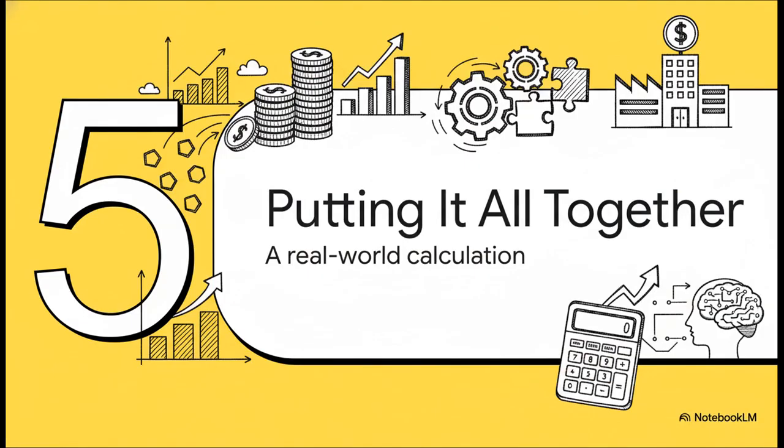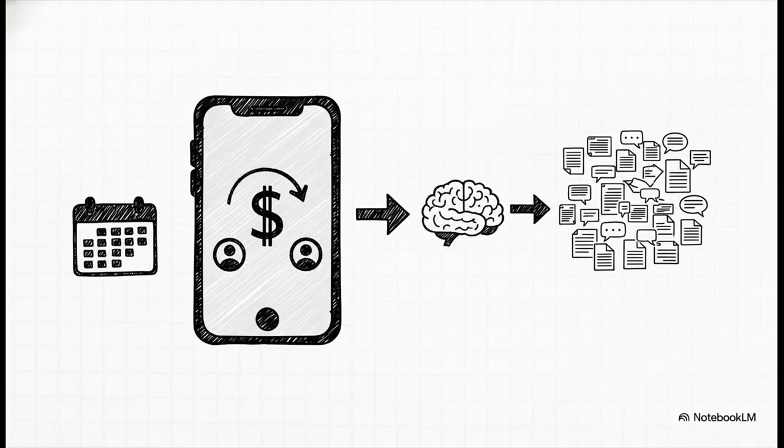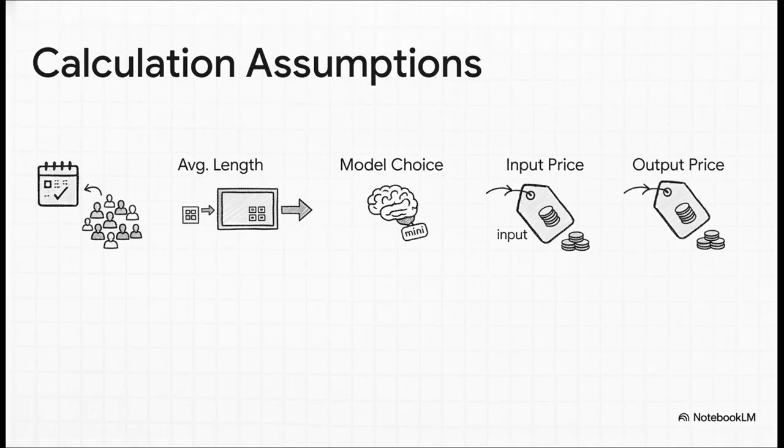All right, let's bring it all home. We're going to apply all these concepts to a real-world scenario and see exactly how the math works out. So picture this. You're a PM at a fintech company. You just launched a new feature that uses AI to explain complex UPI transactions in simple terms. Users love it. In fact, they love it so much that it's being used 100,000 times a day. So, what's the damage?